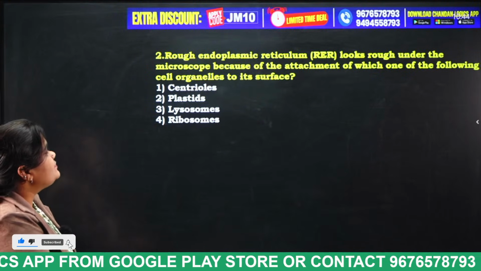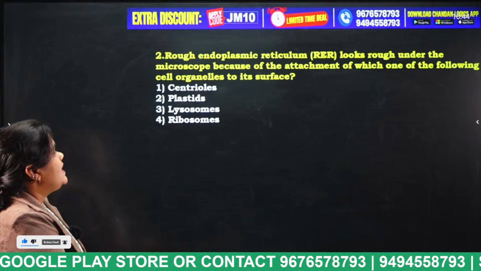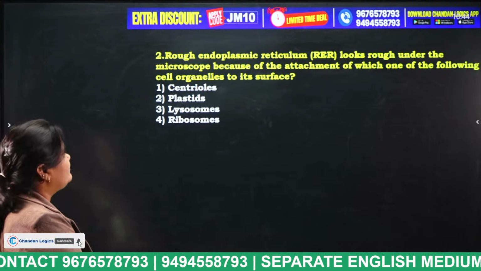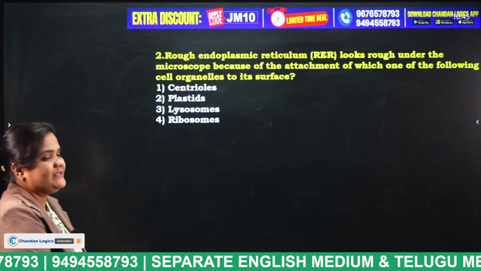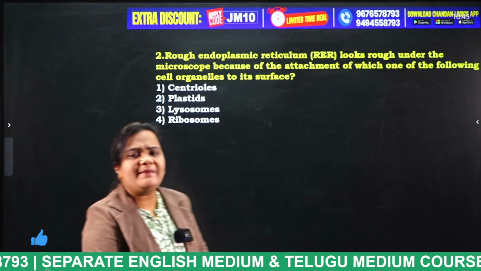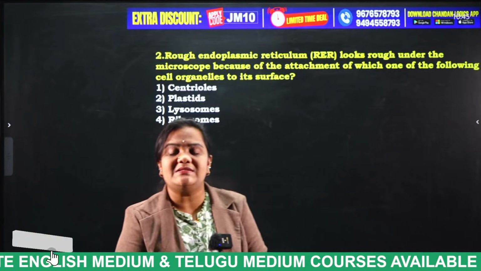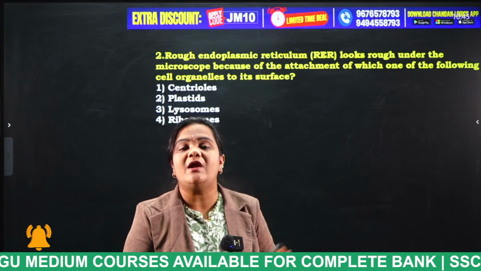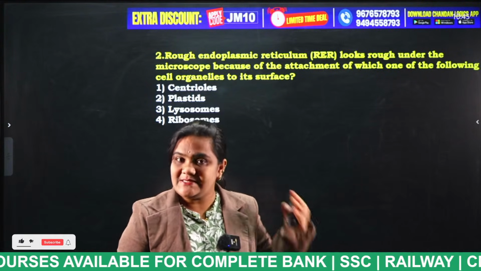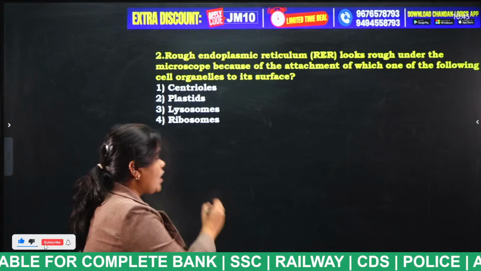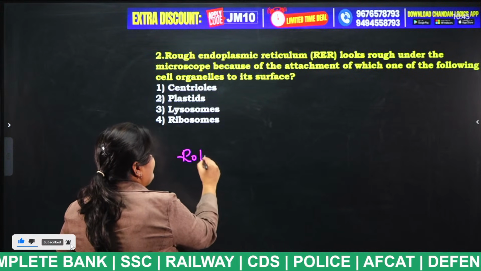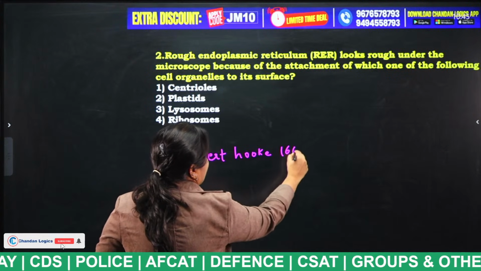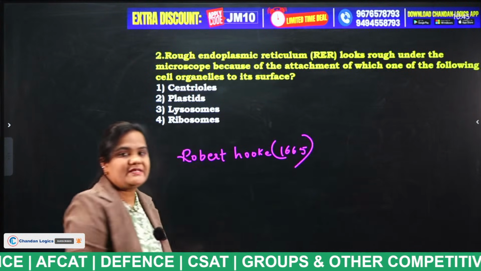Rough endoplasmic reticulum looks rough under the microscope because of the attachment of which one of the following cell organelles to its surface? Okay, so what do you mean by cell, students? Cell is nothing but the smallest unit in our body. The smallest unit in our body is called what, students? Cell. Cell was discovered by Robert Hooke in which year? In 1665. Cell was discovered by Robert Hooke in 1665.